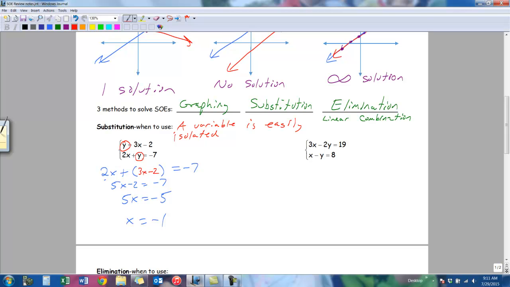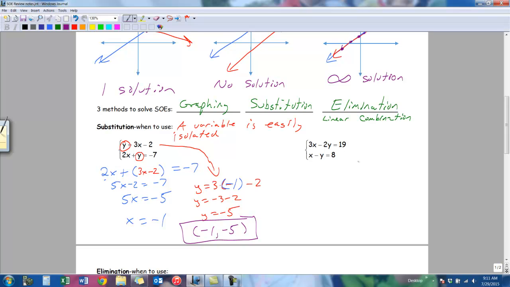Now, once you have x, you still got to go back and find y. It doesn't matter which equation you use, but I'm going to use the first one because y is just aching to figure out what its value is. So y is 3 times, well, x is now negative 1, minus 2. So y is equal to negative 3 minus 2, which is negative 5. However, remember, our final answer should be written as an ordered pair. So that would be that.